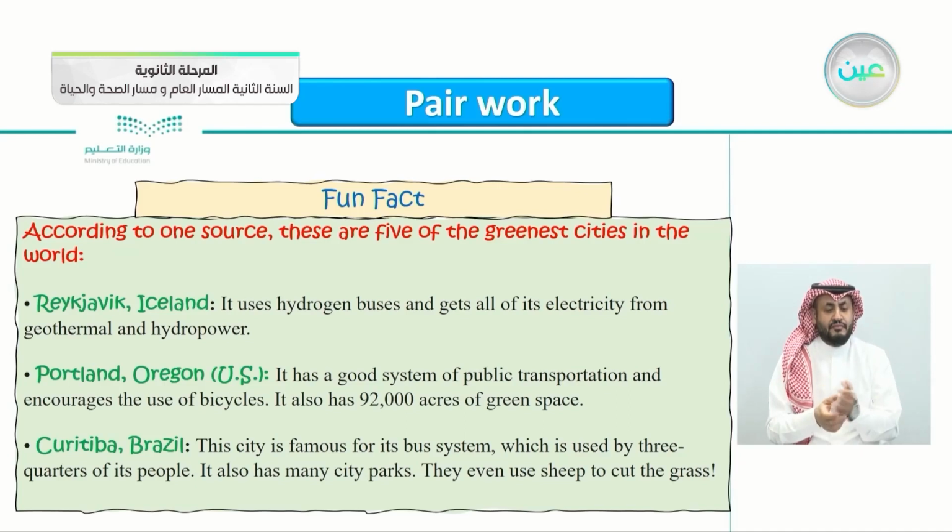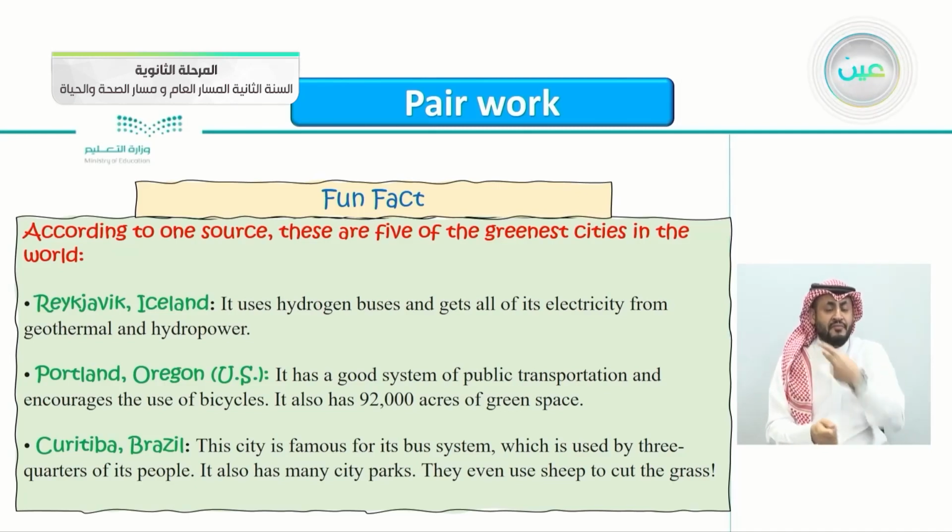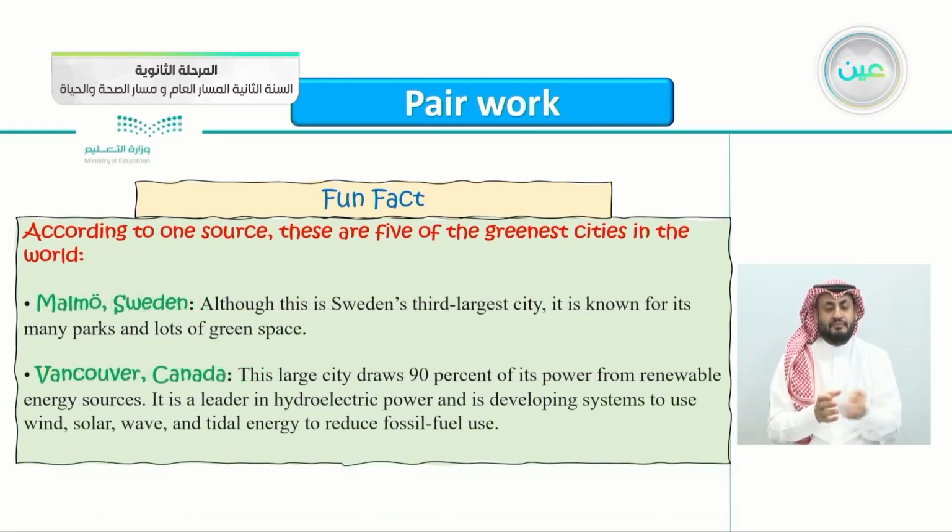In Brazil, Curitiba is famous for its bus system, which is used by three quarters of its people. It also has many city parks. They even use sheep to cut the grass, not machines. This is all about saving the environment and going green. Also Malmö in Sweden, although it is Sweden's third largest city, is known for its many parks and lots of green spaces. Notice that all of these cities have parks in them.